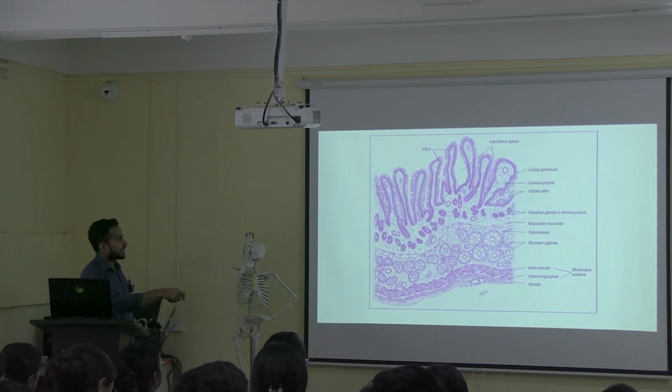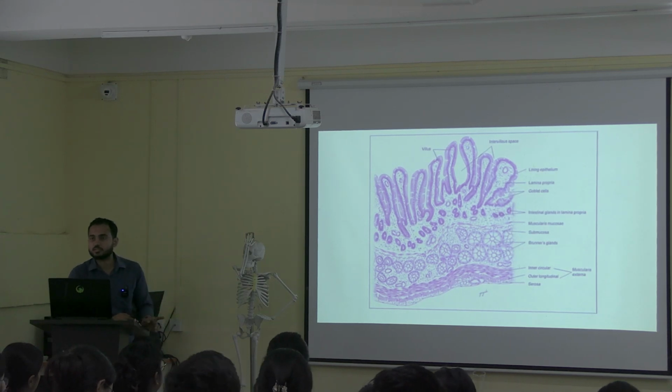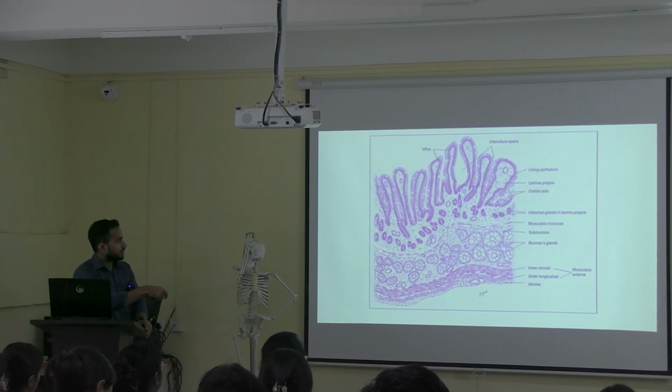Now in the lamina propria, can you see these are the intestinal glands? These are the cut section of intestinal glands. And here you can't see any of the Peyer's patches. In the lamina propria, Peyer's patches are not present in case of duodenum. Next you can see the muscularis mucosa. See, this is the muscularis mucosa. Now below the muscularis mucosa, what is this? Submucosa. In submucosa you can see the Brunner's gland.